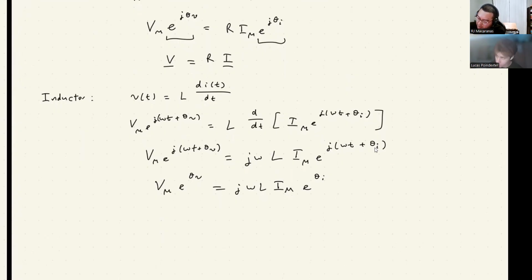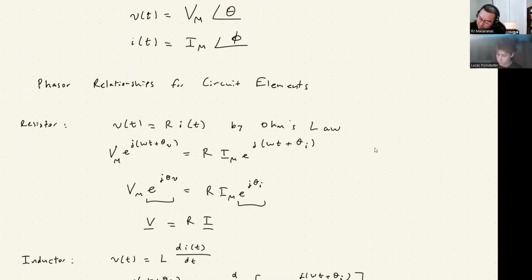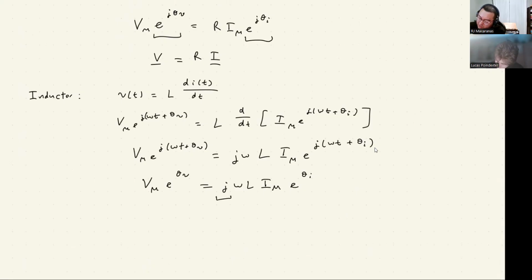And this looks very similar to what we had up here with the resistor, but the only main difference is that I now have a j. What this j does is it causes a phase shift. Because if you recall, by Euler's identity, we can show that j is 1 times e to the j times 90 degrees.